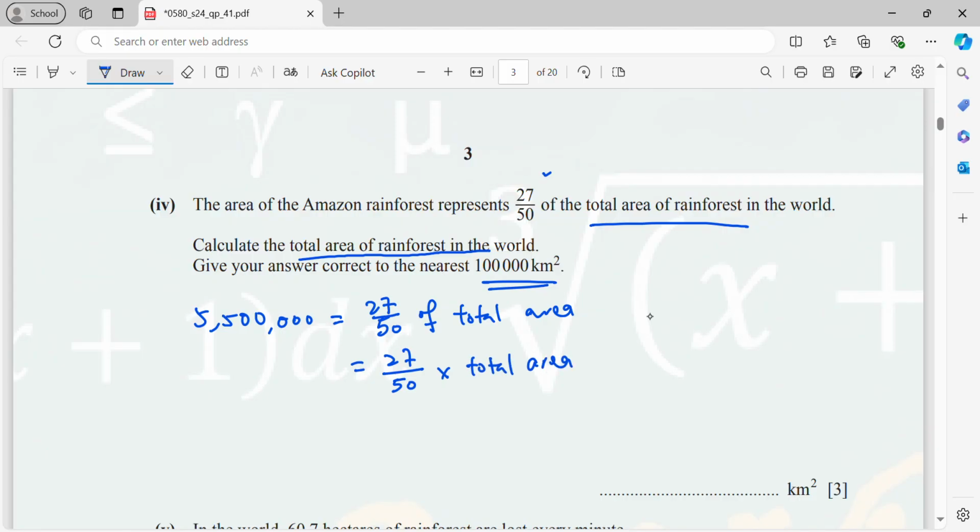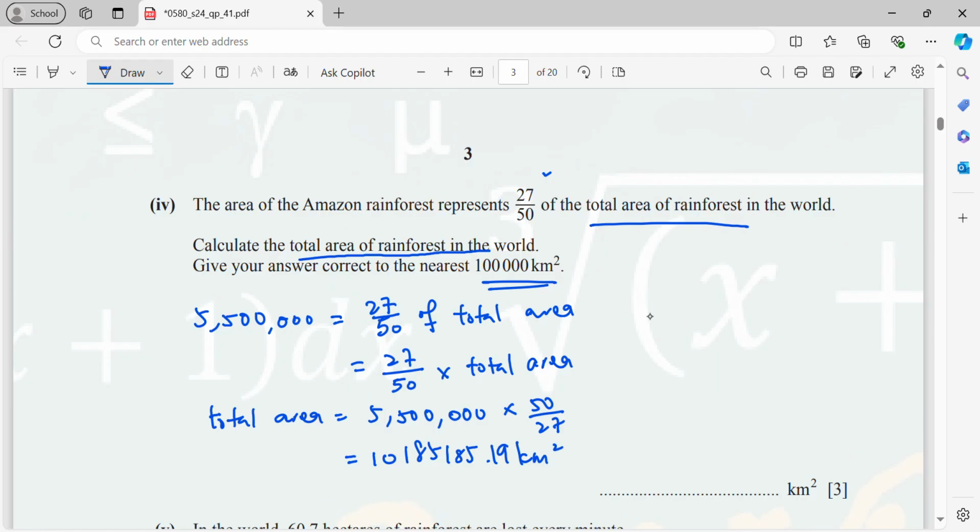To get the total area, the 27/50 moves to the other side and becomes divide. When you divide by a fraction, you can easily interchange the numerator and denominator. That's why I changed to 50 times 27. Then from here, you will be getting 10185.19 kilometer squared. Now it's mentioned nearest 100,000. Oh, sorry, nearest 100,000, not 1 million. I overlooked it.